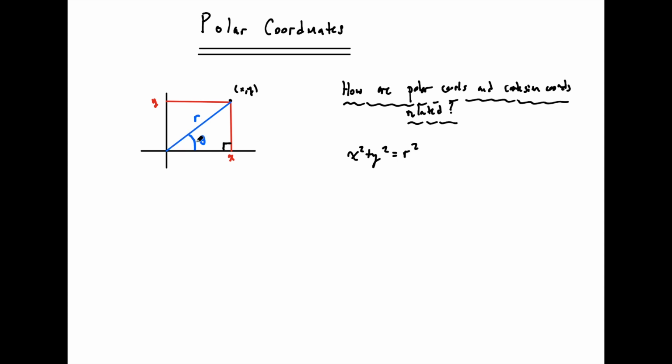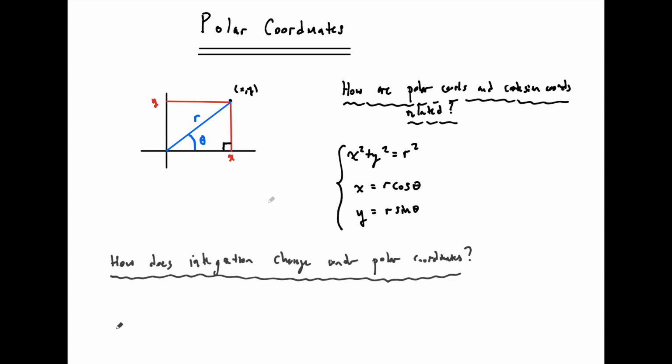If we know r and theta, we can get x using the cosine function. Cosine of theta is x over r, so that tells us that x is r cosine theta. Likewise, using the sine function, we can relate r, theta, and y. In particular, y is r sine theta. I'd say these are the main equations to know in terms of converting between polar and Cartesian coordinates.